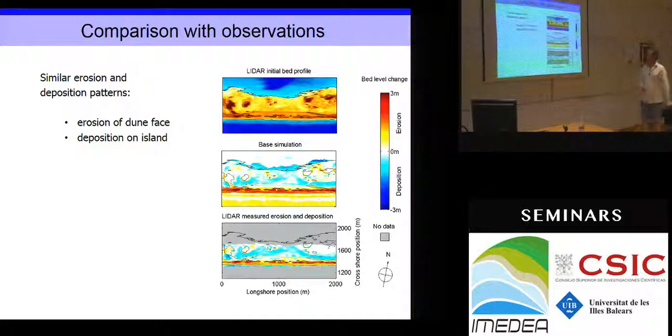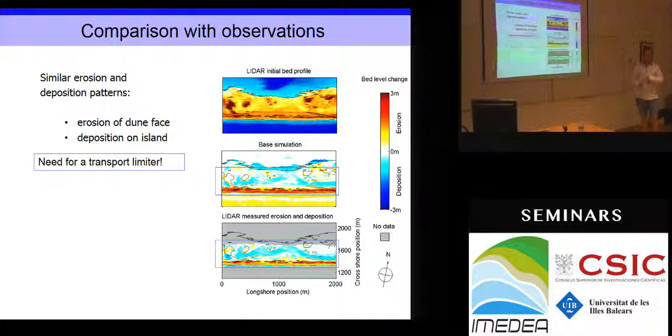Then if you look at the differences between the model predictions and the observations, this is the model prediction, and this is the observation based on LiDAR, pre and post hurricane. If you just focus on the area where the LiDAR has data, then it actually looks very good. However, there was one caveat: to make it work, we needed a transport limiter. Without this transport limiter, the island would erode too much and basically would disappear, whereas in reality, we know that this is not the case.